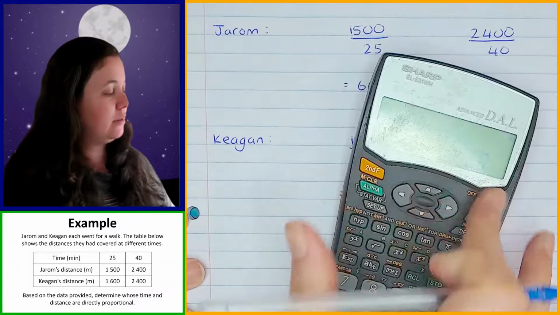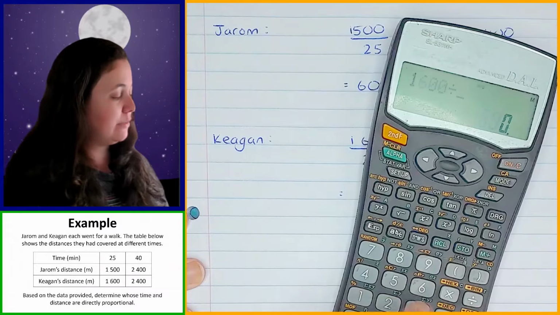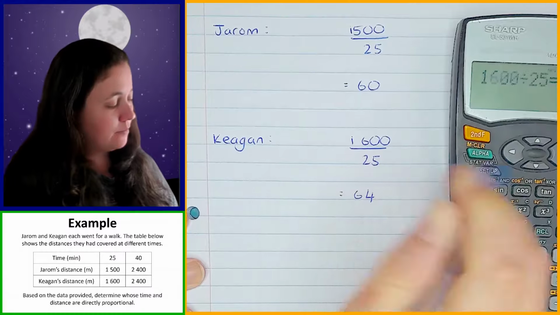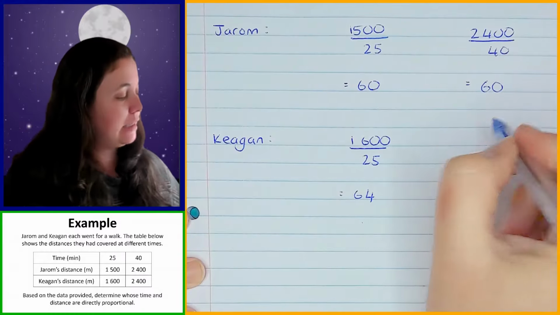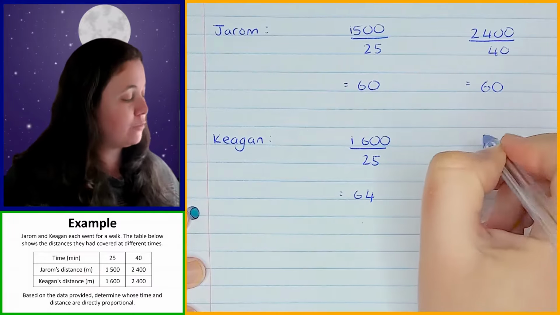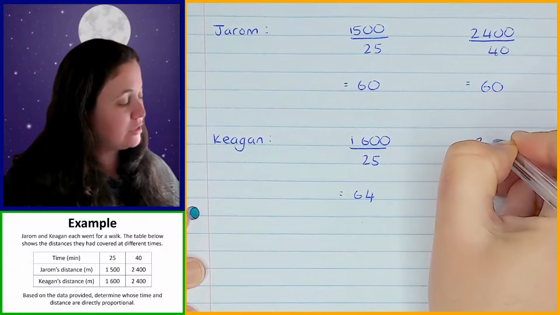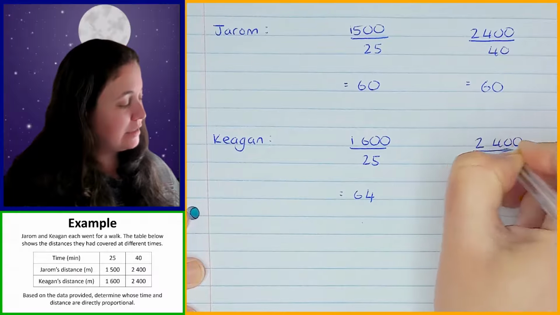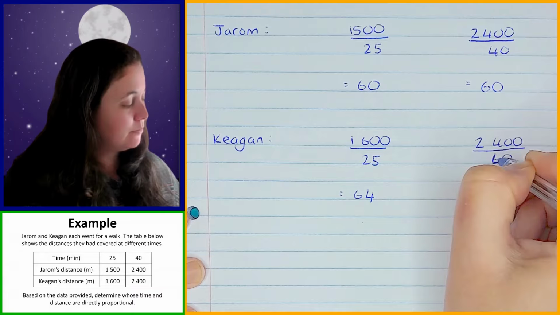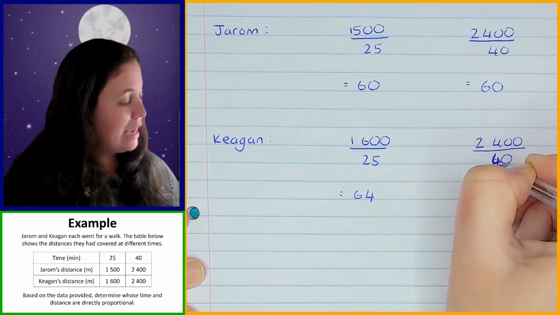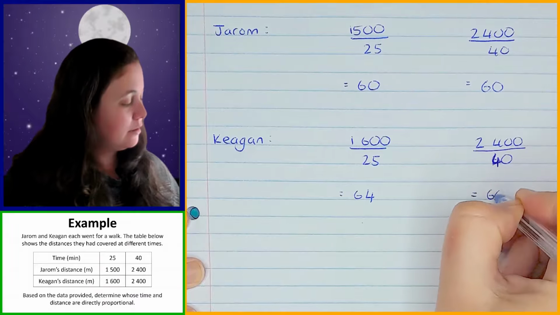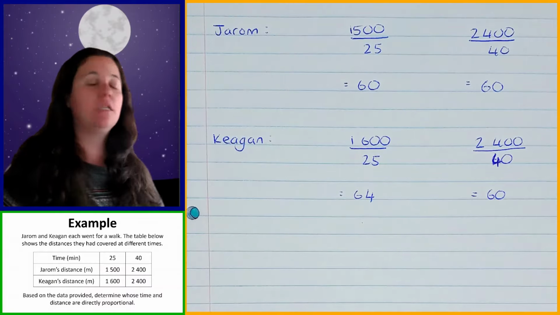Okay, so over here, 1,600 divided by 25 gives me 64. And then over here, I've got at 40 minutes, he had also gone 2,400 meters. So the second one is going to be 2,400 divided by 40, sorry. And that gives us 60, just like we had over there, because it's exactly the same. Okay, so now let's go and compare these.